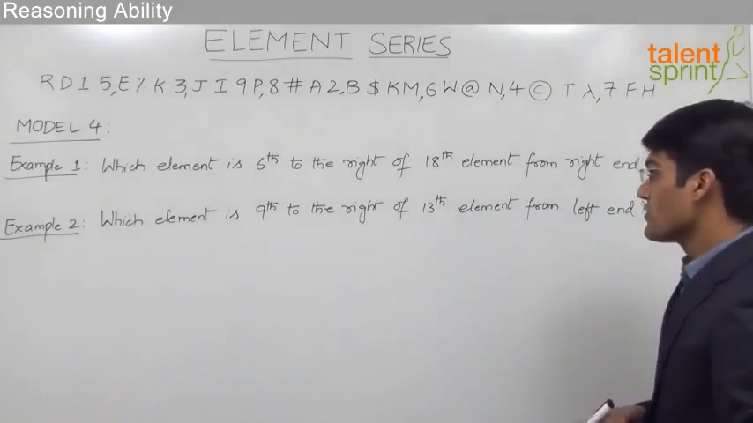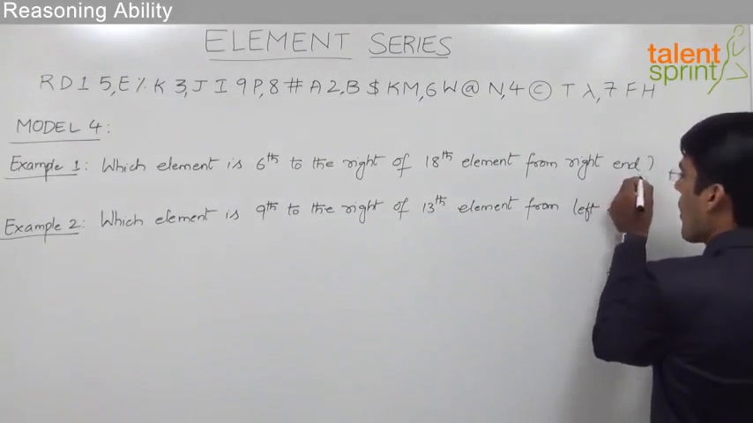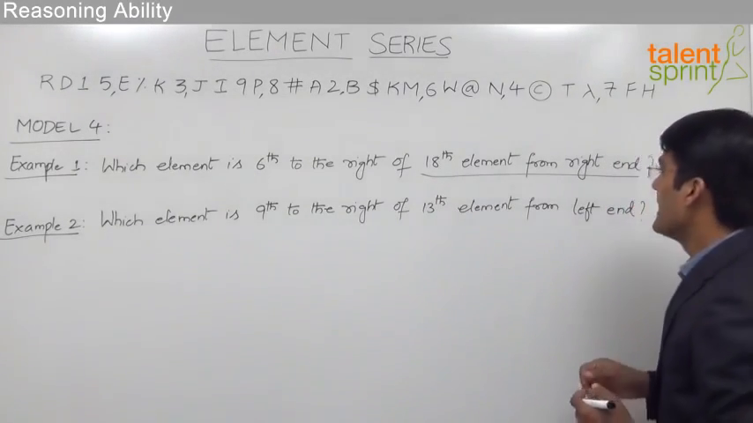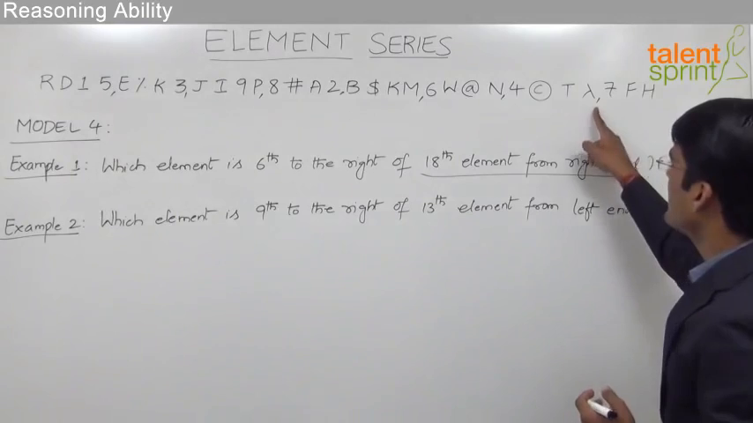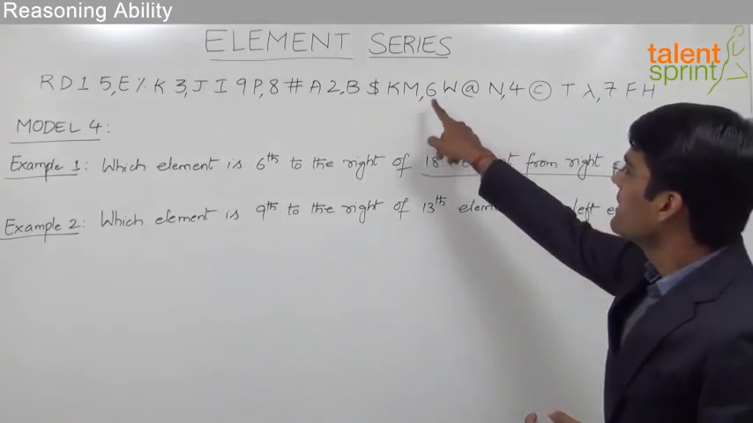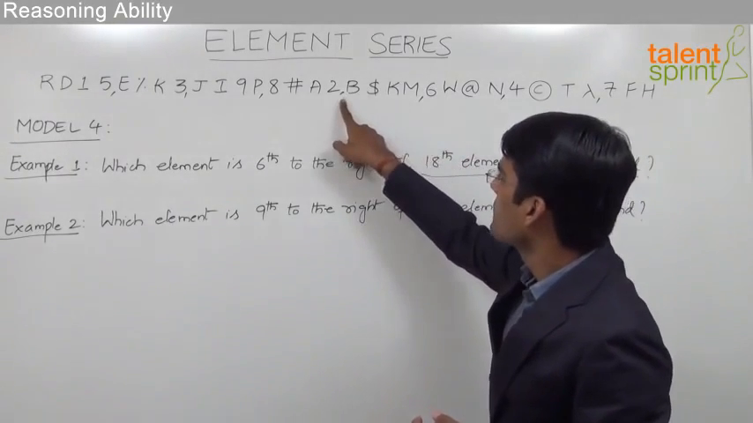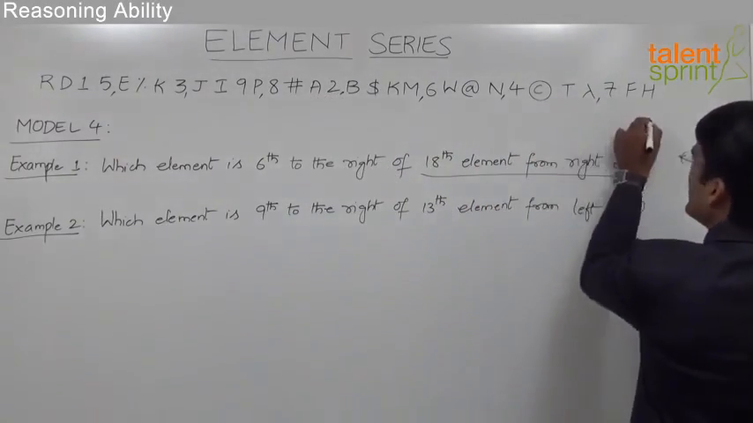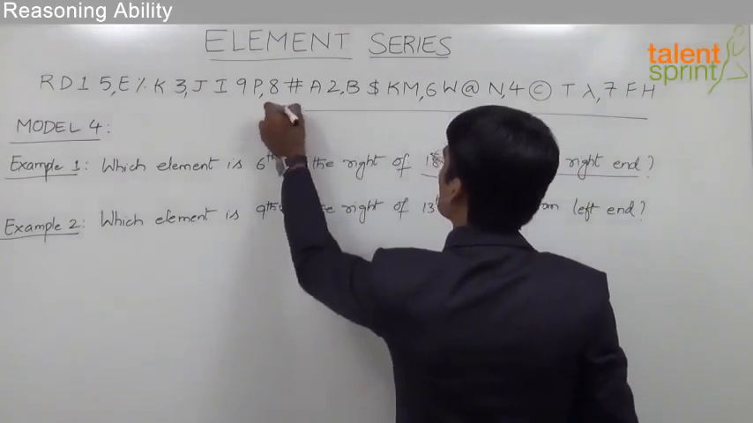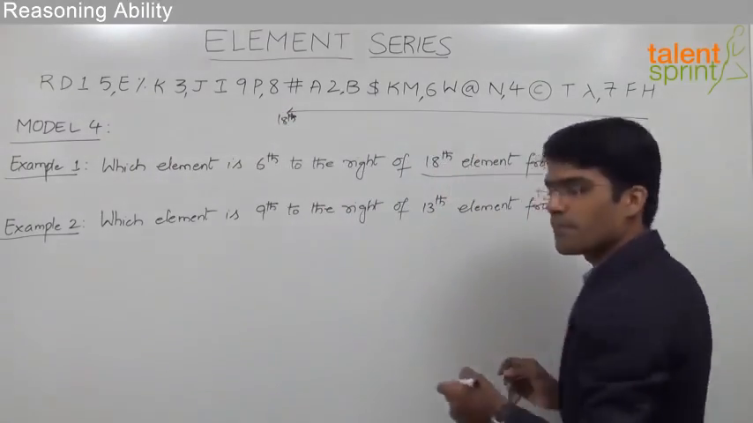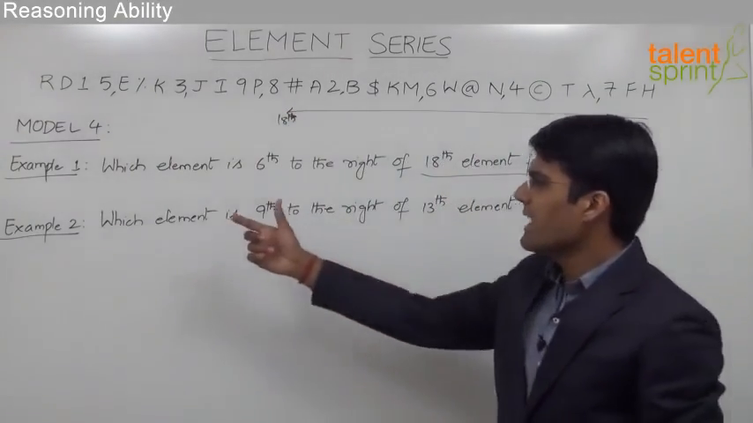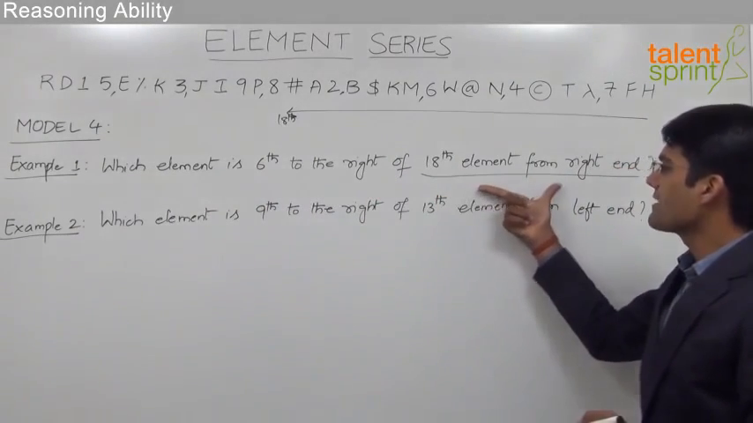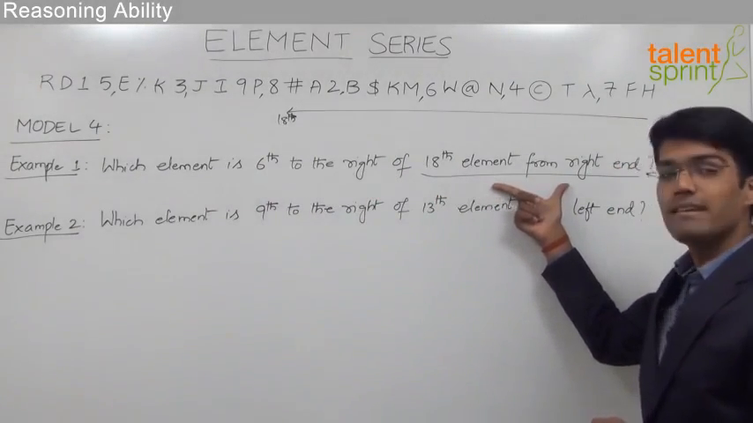So we need to find out that element which is 6th on the right of the 18th element from the right end. First of all, we need to know what is going to be the 18th element from the right end. That can be taken as 3 plus 4 is 7, plus 4 is 11, plus 4 is 15, 16, 17 and 18. That means the 18th element from the right end is going to be hash. So now the question can be read as which element is 6th to the right of hash, as the 18th element from the right end is hash.